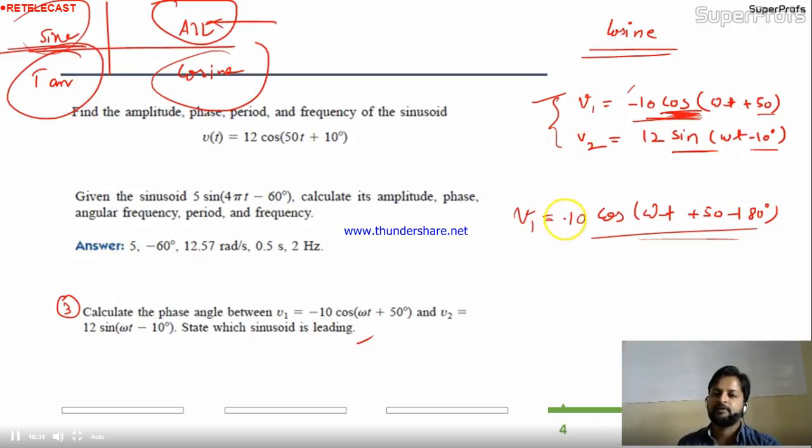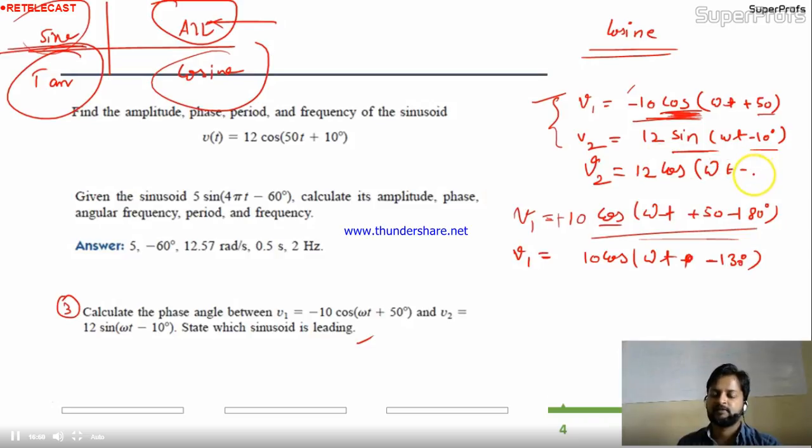So now V1 is converted into positive cosine form: V1 is nothing but 10 cos(omega t minus 130 degree). V1 is over. Come to V2. V2 is given in sine form, and I told you earlier how to convert sine into cosine: just subtract 90 degree. So V2 will become 12 cos(omega t minus 100 degree).